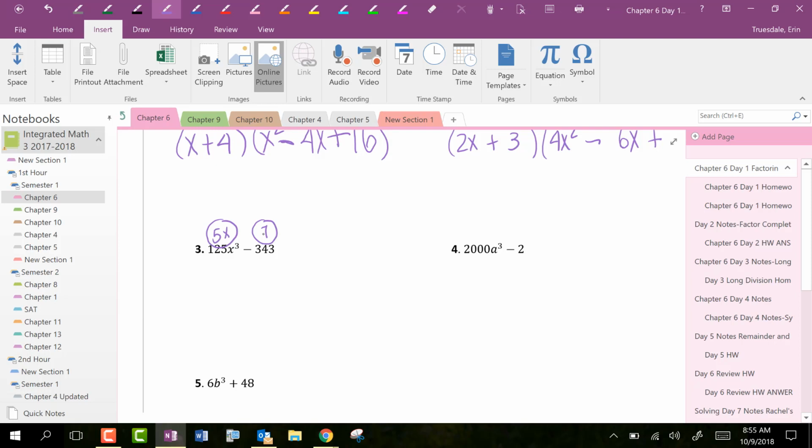Okay, let's see how we did. So we have 5x minus 7. Why is it minus and not plus? Because it's the same sign as the original, and it was minus.